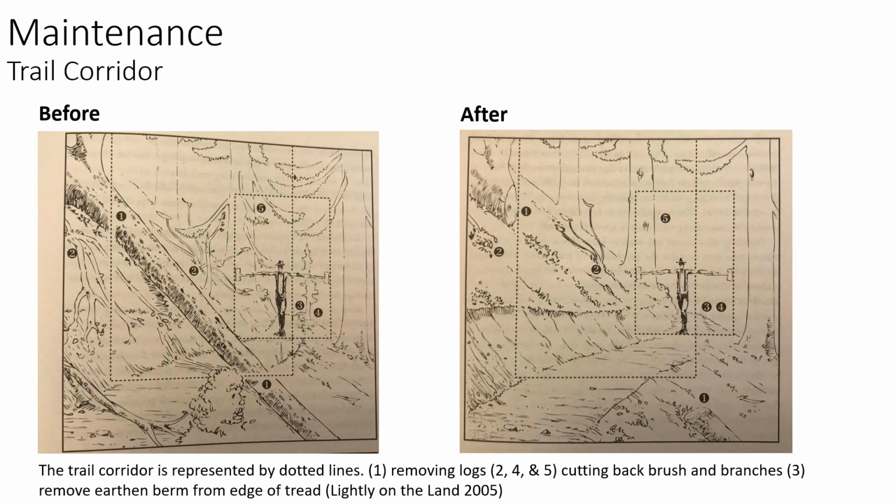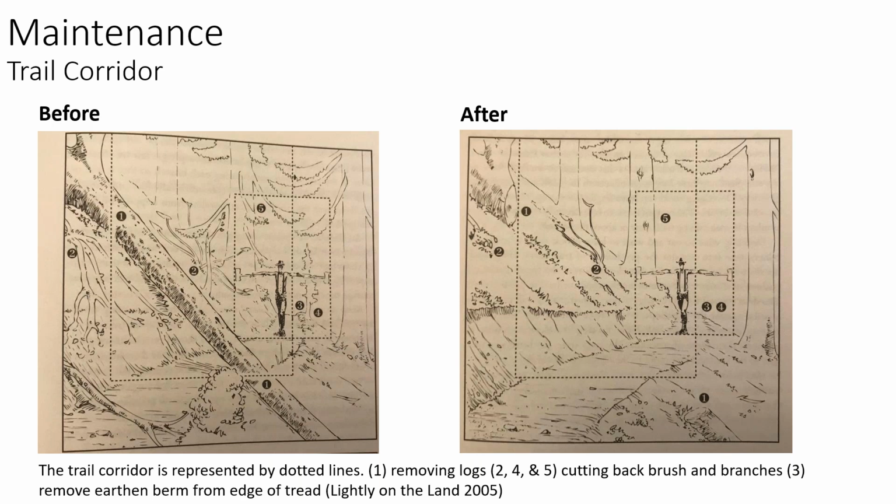And so that's sort of what you're going for when you're going out there once a season, is to ensure that you continually have a clear tread and corridor, because I don't mean to mix up the words tread and corridor, but they're so intricately linked, because if you don't have a clear corridor, people can actually sort of change where the tread might go.